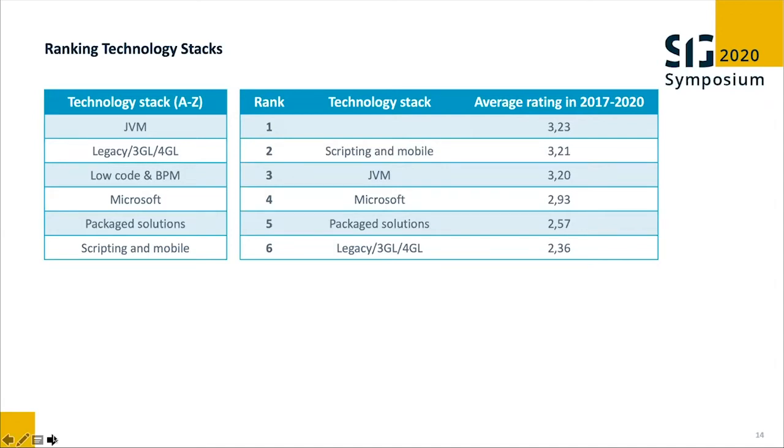Typically, these are pretty small pieces of software, making them easier to maintain. And at number 1 is low-code and BPM, which recently has started to boom a little bit. So we see more and more of those systems, and they tend to be of above average quality.